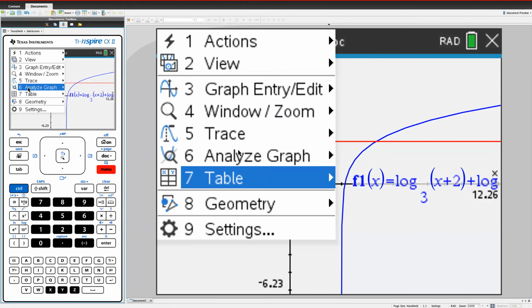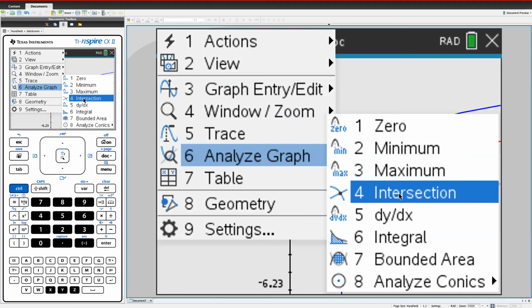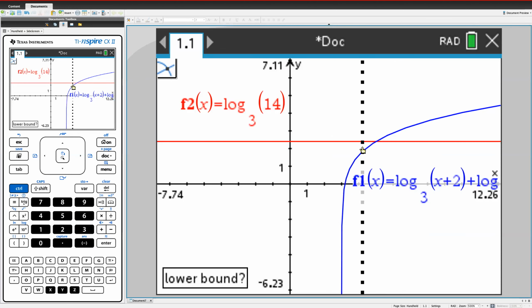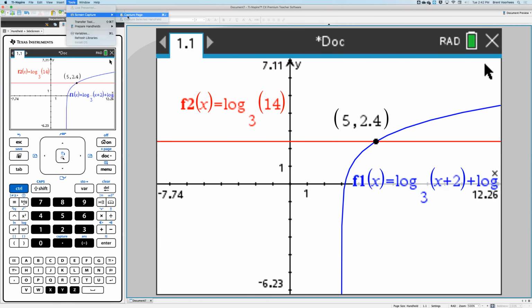If I press menu and choose analyze, I can determine the only place these two graphs intersect each other is at what x value. And that's what we were solving for. We were solving for x. We weren't solving for y anywhere. What did we get? 5. If you're wondering what's the 2.4, that is what log base 3 of 14 is. That right there is a constant. There is no variable. So that's confirming what we just established.